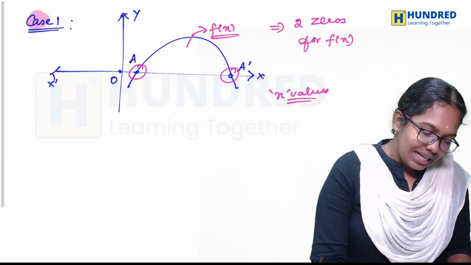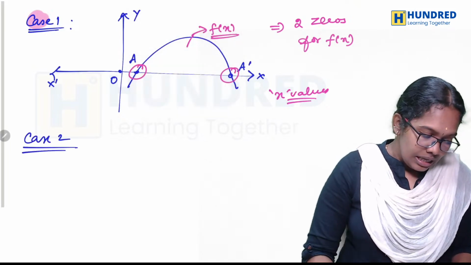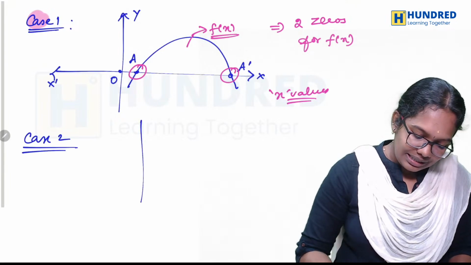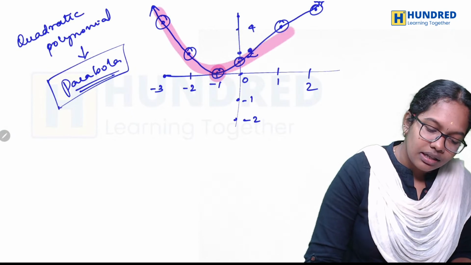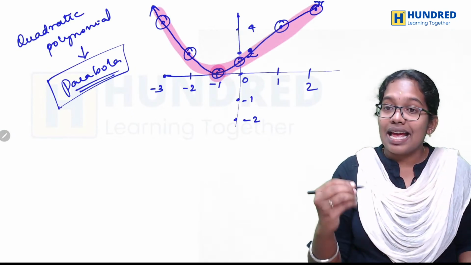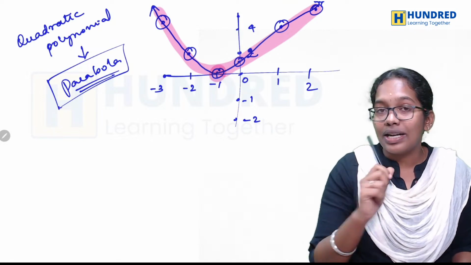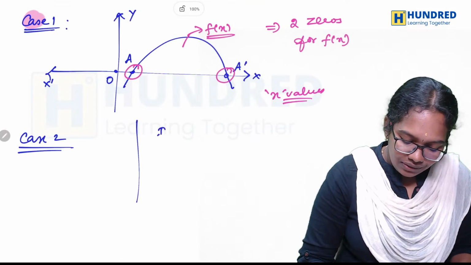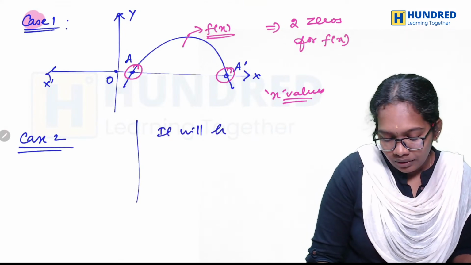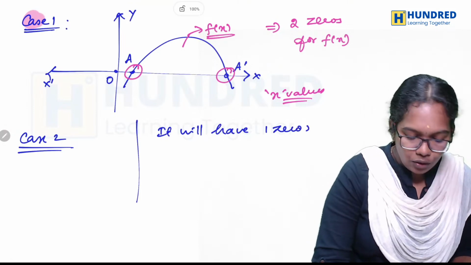Okay, so let's see case 2. Let's take the same example. See here, this f of x is meeting the x-axis at only 1 point, right? So if it is meeting the x-axis at only 1 point, then it will have one root, 1 zero. Yes, there will be only 1 zero for this.